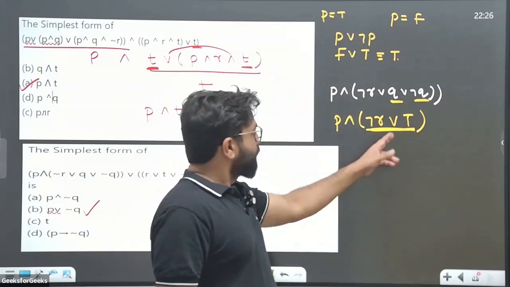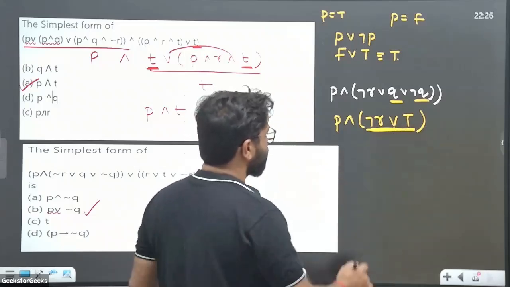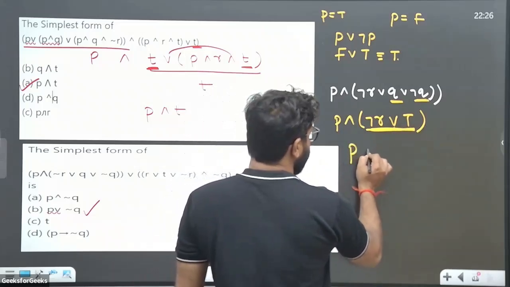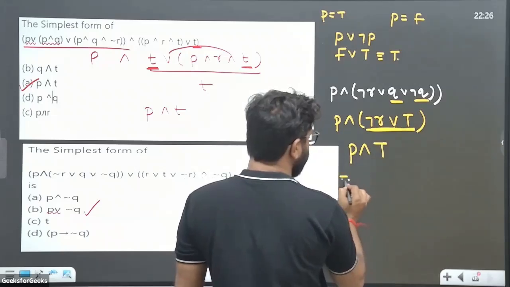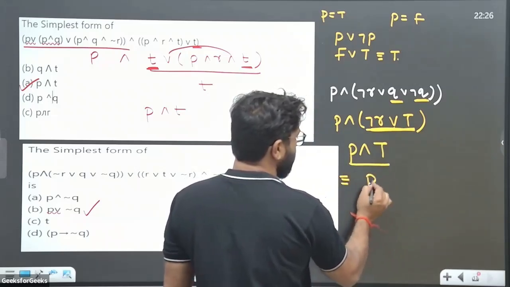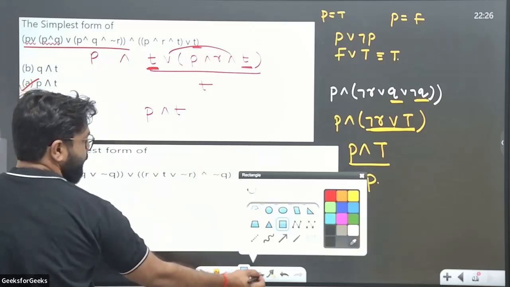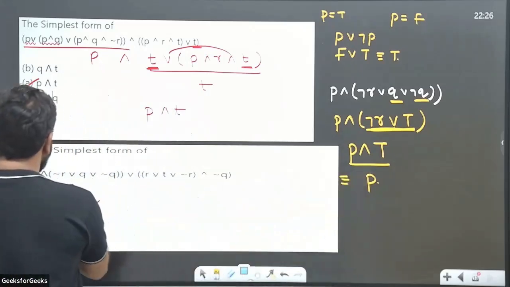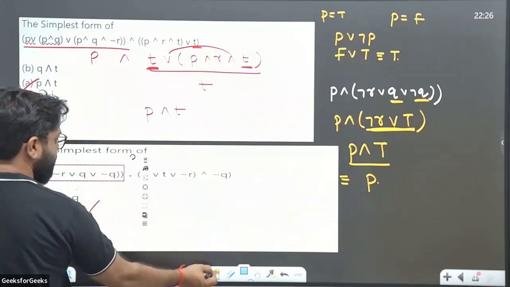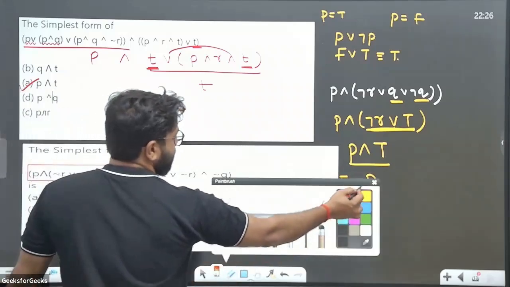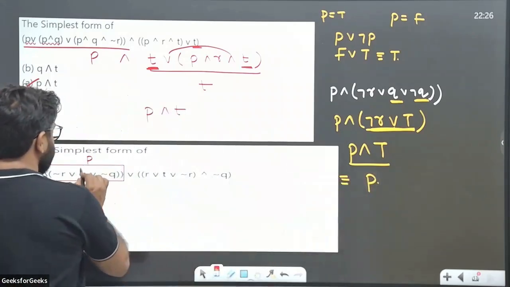True, because or loves true. So here P and true. What is the answer you will get with respect to this? P. So this whole expression will turn out to be P.